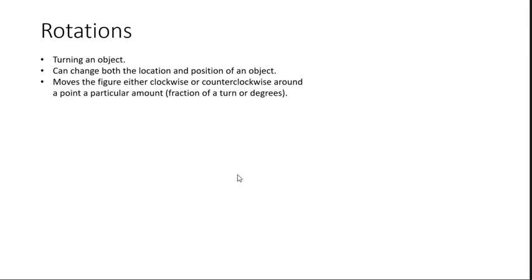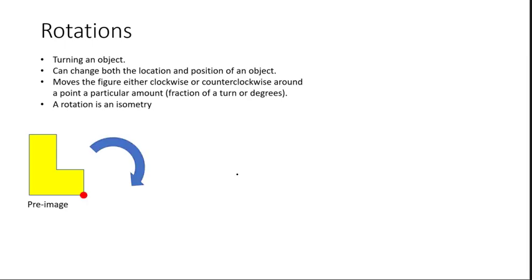Because the original shape is going to be the same as the output shape, the pre-image is the same as the image. This would also be considered an isometry because it's preserving distance, or the lengths of the sides. An example of this would be right here, where if this was your pre-image and you rotate it about this point, let's say we do it clockwise, this would be your image.